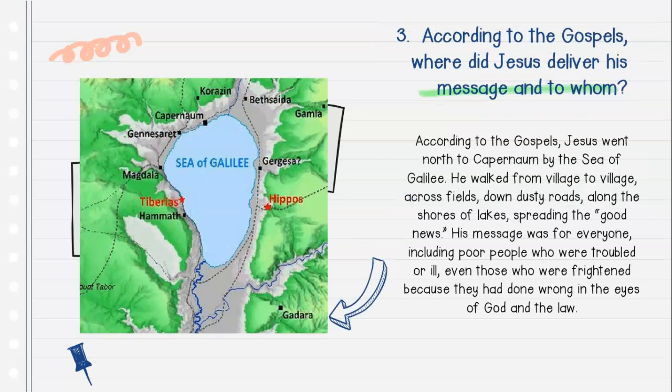Question number three. According to the Gospels, where did Jesus deliver his message and to whom? According to the Gospels, Jesus went north to Capernaum by the Sea of Galilee. He walked from village to village, across fields, down dusty roads, along the shores of lakes, spreading the good news. His message was for everyone, including poor people who were troubled or ill, even those who were frightened because they had done wrong in the eyes of God and the law.